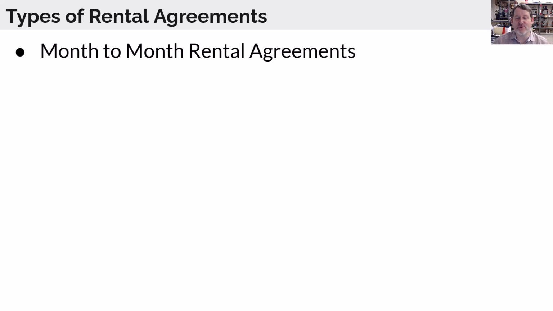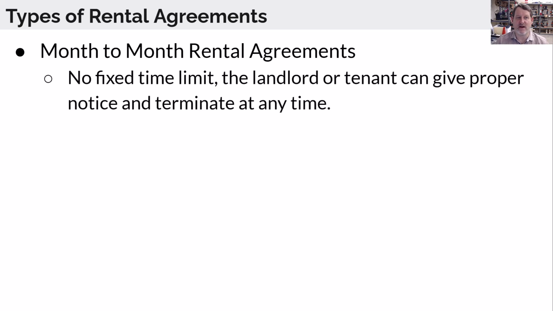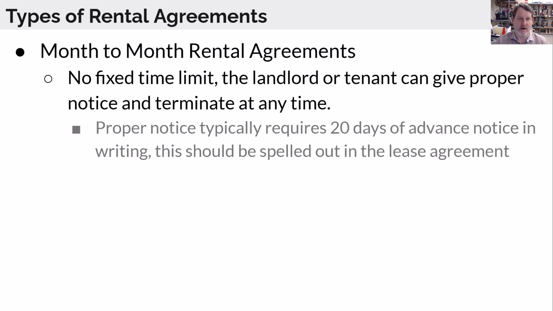So, types of rental agreements here. The least common one, probably, is month-to-month rental agreements. You'll see these where you just rent an apartment for 1 month at a time. So at the end of every month, you can choose to leave or keep going with the apartment. And the landlord can say, hey, we want the apartment for somebody else, every month as well.